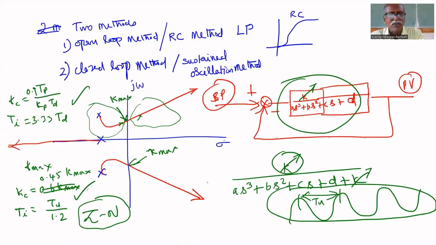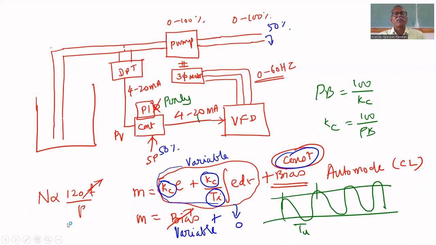What is the formula? As I already told you, KC equals 0.45 K-max, and TI equals TU divided by 1.2. Now we have to find how to get TU. You can find K-max right in the controller. You are decreasing PB, and at one point it exhibits sustained oscillation. That is the required PB, that is PB min.